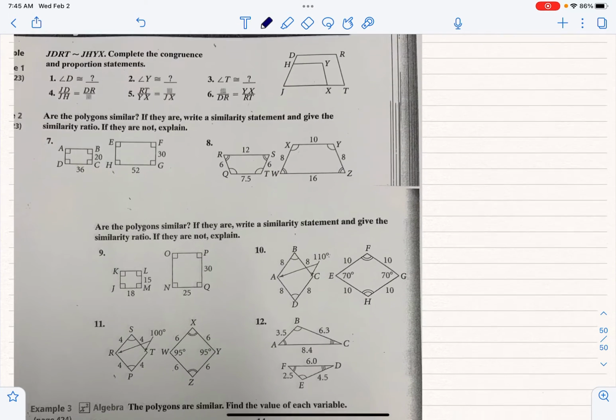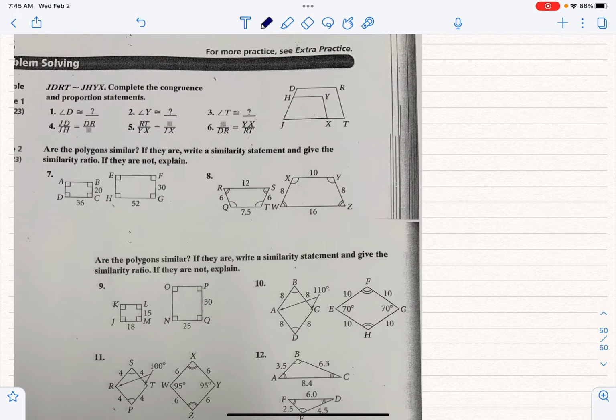All right. So we're going to look at these. These first 6 are all based off this picture, but you don't even really need the picture as much as you need the similarity statement. As long as you have that, you can answer the information. Okay, so for number 1, it says angle D is congruent to what? Well, angle D corresponds in the list to angle H. So angle D is congruent to angle H.